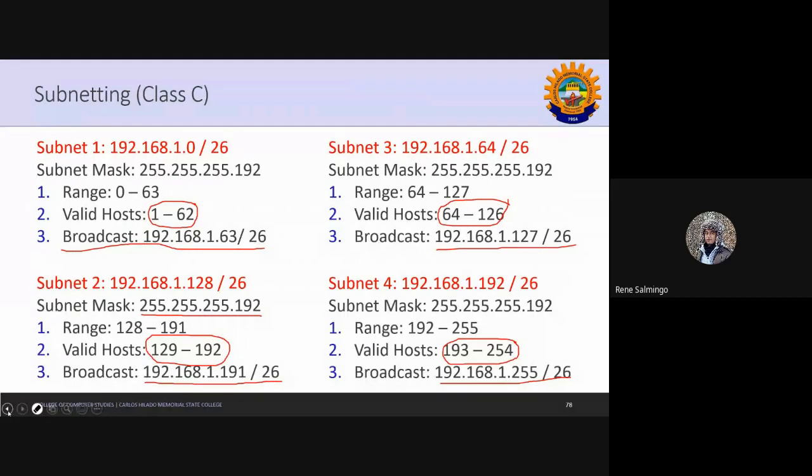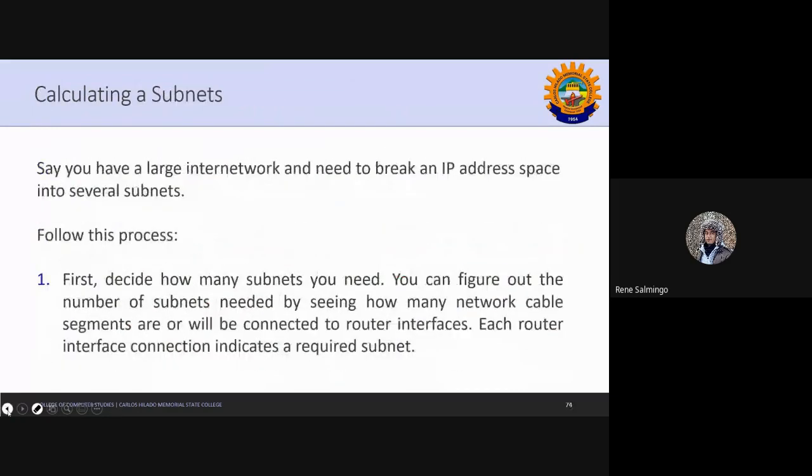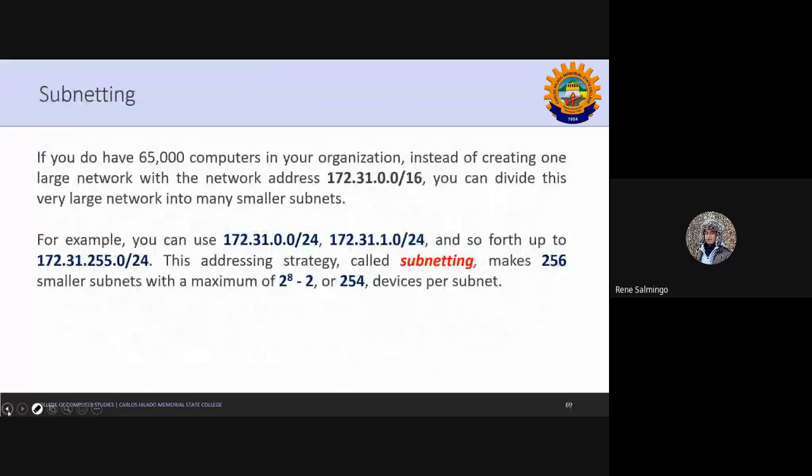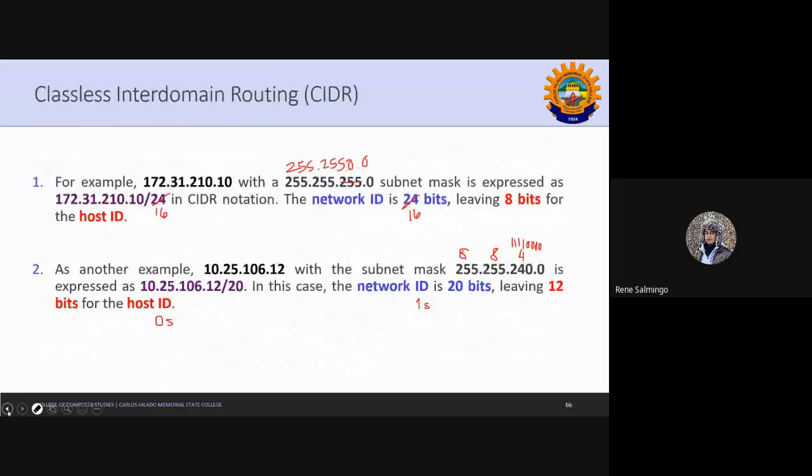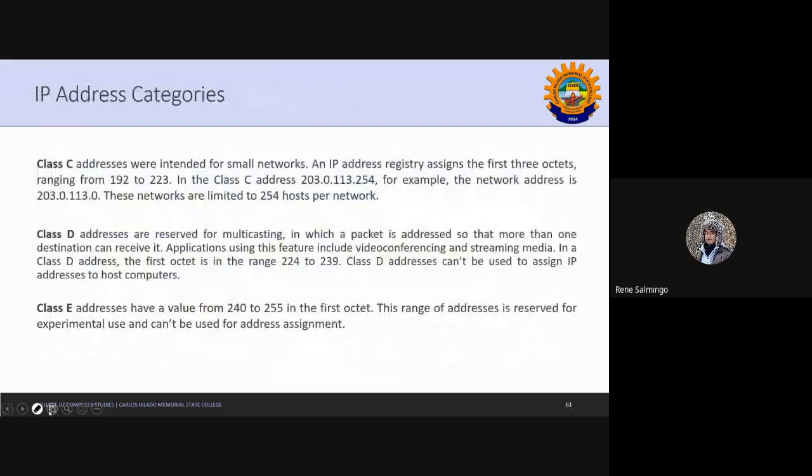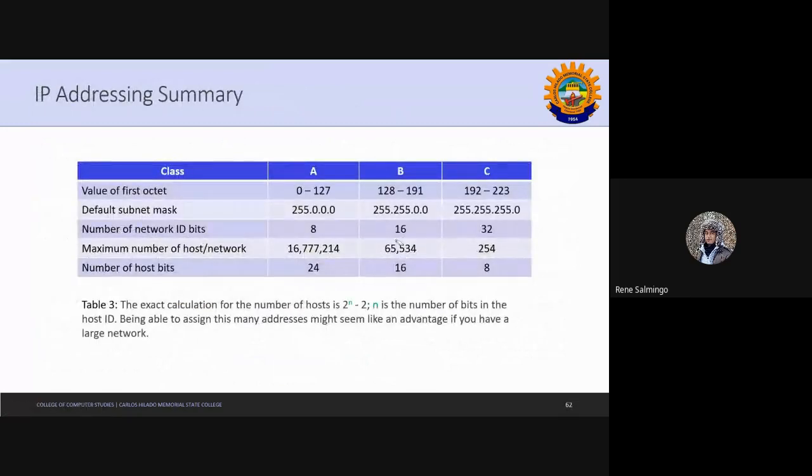So how many hosts are in class B? Take note, class B, you have a maximum of 65,534 devices that you could connect. But in our example, in class C, you will have only 254. Okay?